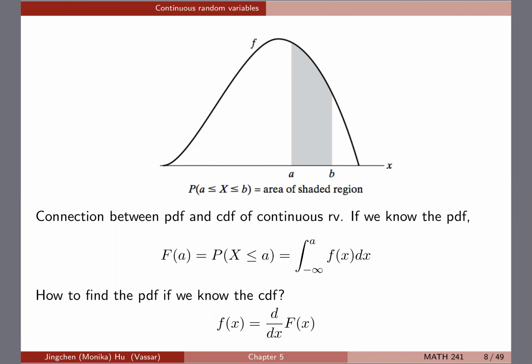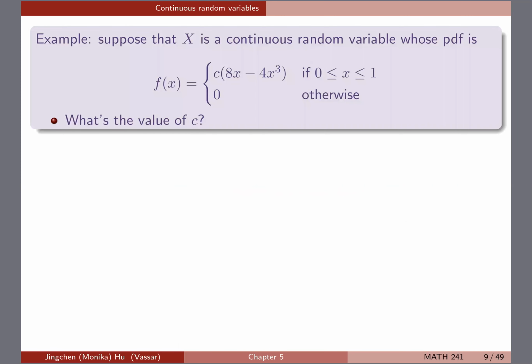So now for you to practice, suppose that X is a continuous random variable having this PDF. Can you compute the value of c? The hint here is that, remember, in order to have a valid PDF, you will have to have the integral from negative infinity to infinity of f(x) dx equal to 1. Okay, so think about how you can use the information here to solve for the value of c.